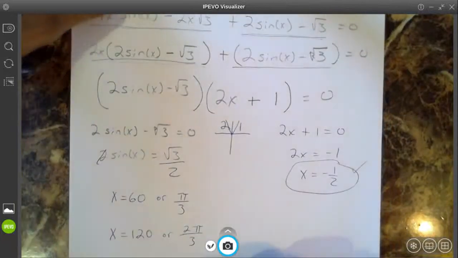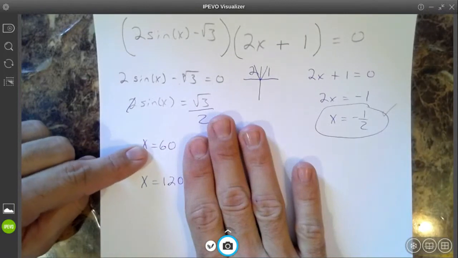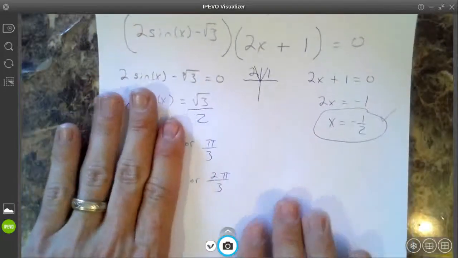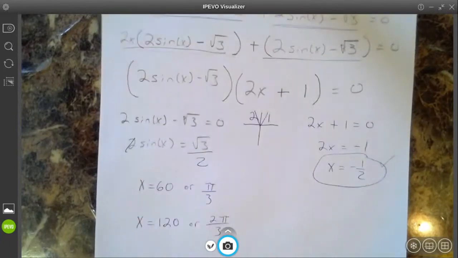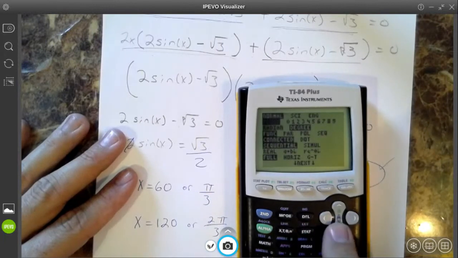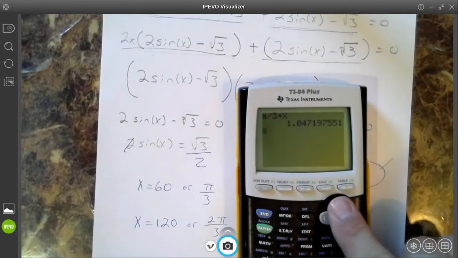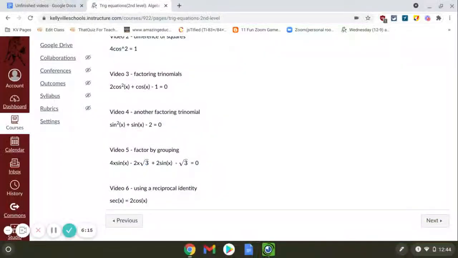Now, if you were checking the answers for these parts, it would matter. If you were doing 60 store to x or 120 store to x, you would have to make sure that you're in degree mode. And if you were doing these, you would have to make sure that you're in radian mode. As an example here, let's go back to radian mode. I'm going to do pi over 3. So there's my pi. Store to x, and we'll just check it. Got the whole equation, and it does equal 0. Cool. That'll work.